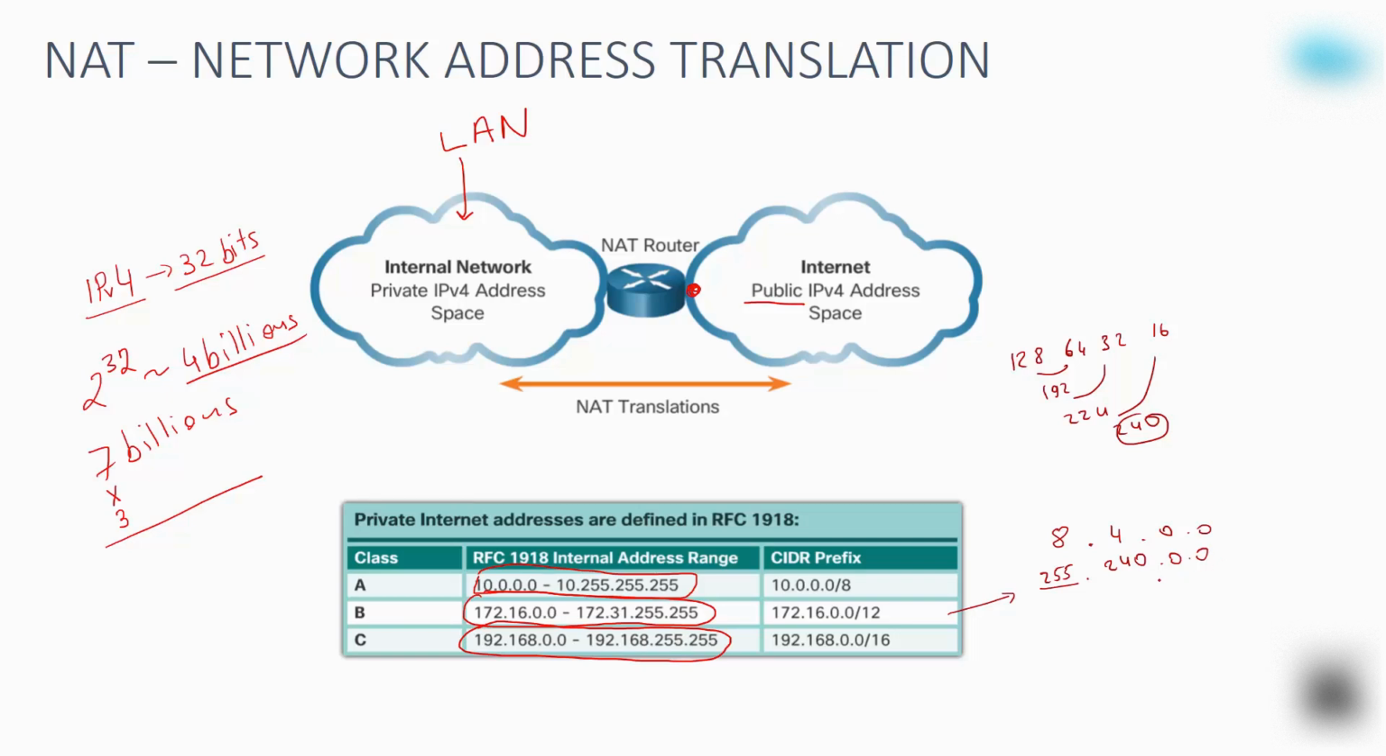255.240.0.0. To find the wildcard mask which we want to list in the access list, we have to subtract this value from the full subnet mask 255.255.255.255. As a result we get 0.15.255.255. So this mask has to be used by us to define prefix 12.